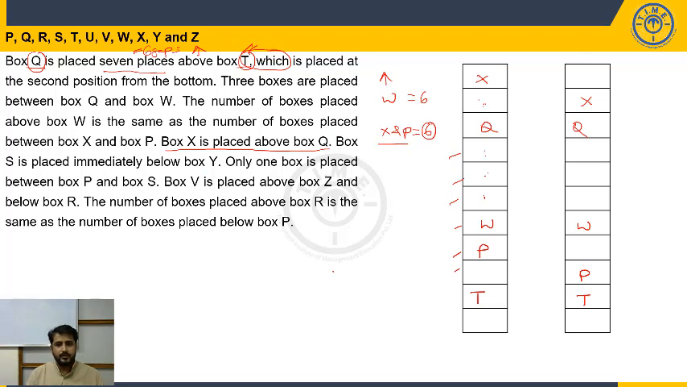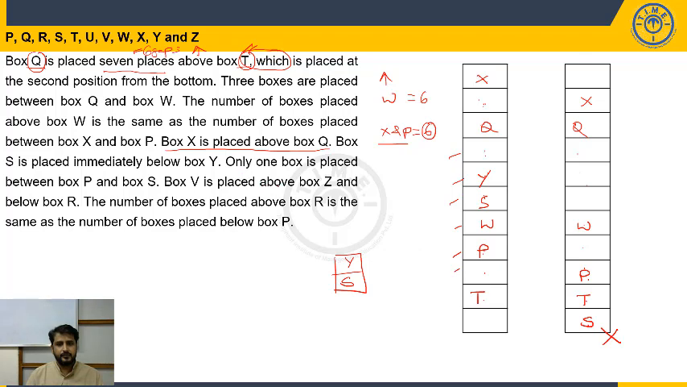S is placed immediately below Y. Now where can I fix? So many places. SY, SY, SY, SY, so many places. So keep it aside. Only one box is placed between P and S. It is given only one box is placed between P and S. P 1 gap S. And S is immediately below Y. P 1 gap S. It is not possible. It is already W. So it has to be S. But S should be immediately below Y. But here we have T. So this case is ruled out.